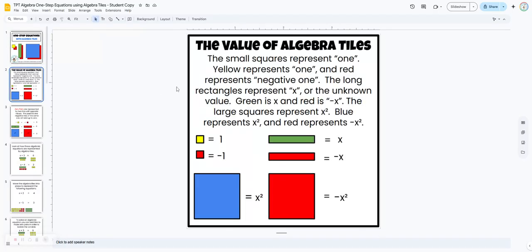The lesson starts with explaining what each tile represents. So we've got positive and negative 1, represented by a yellow and a small red chip. We've got these longer pieces which represent x and negative x. So you can see the red is negative. And then the larger pieces are x squared and negative x squared. Now we're not going to use the x squared pieces in this lesson, but it's a good idea to introduce all of the tiles.